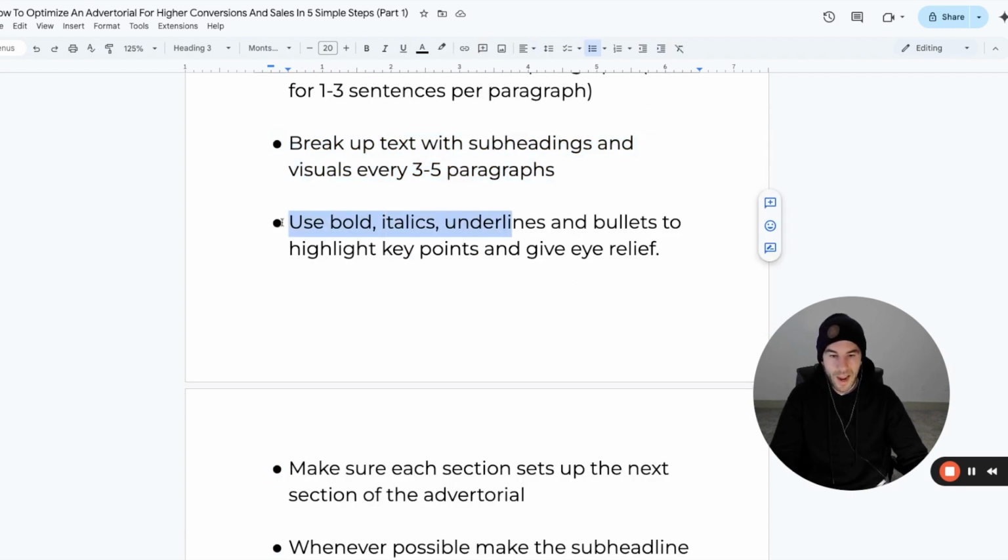So use bold, italics, underlines, and bullets to highlight key points and to give a bit of eye relief. If your body copy all looks the same, the person's brain kind of goes into automatic mode of reading and not really absorbing or thinking about any of it. So if you use things like bold, italics, underlines, and bullets to highlight key points, it breaks up that monotony, and it will draw the person's attention naturally, so they're not in a robotic mode reading everything. It'll pull their attention to the main points that you really want to land with them.